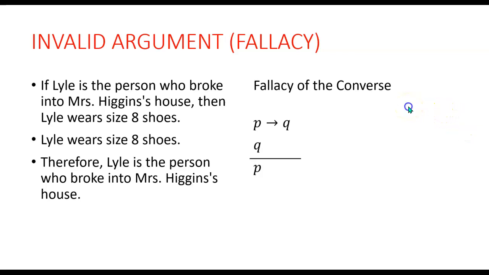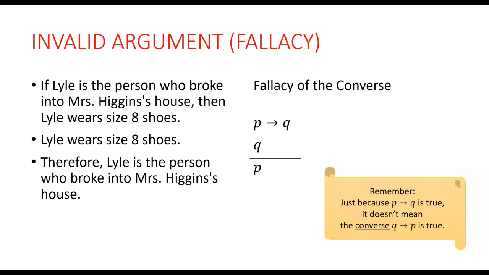It's called the fallacy of the converse because, remember, the converse of a conditional statement is where you interchange the if and the then, the antecedent and the consequent. But just because P implies Q does not mean that Q implies P. Just because if P is true, then Q must be true, does not mean that if Q is true, then P must be true. Just because if Lyle is the person who broke into Mrs. Higgins' house, then Lyle wears size 8 shoes, it does not mean that if Lyle wears size 8 shoes, then Lyle is the person who broke into Mrs. Higgins' house. So the fallacy of the converse is kind of based on the logical mistake of confusing the converse with the original conditional statement.